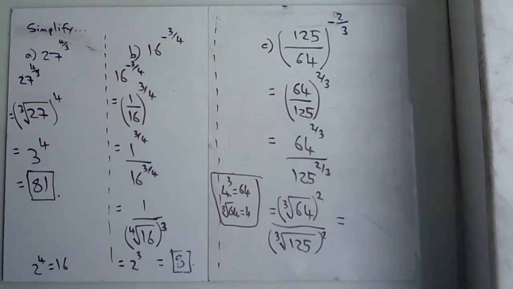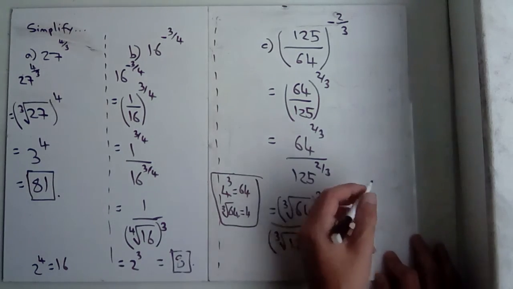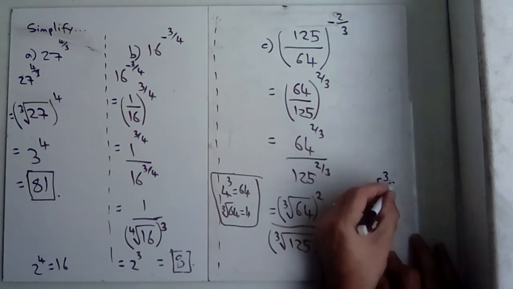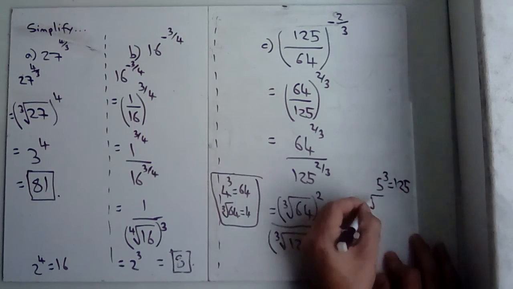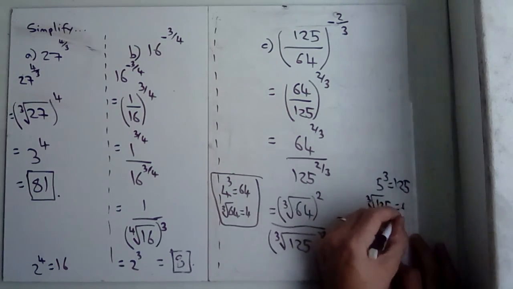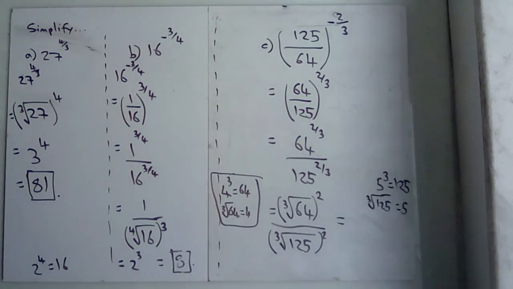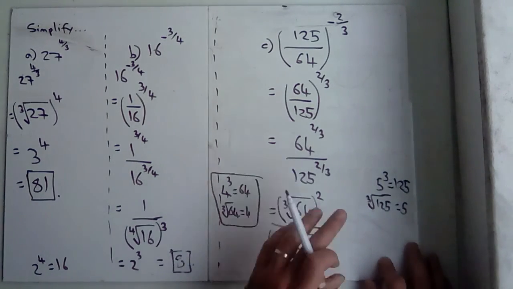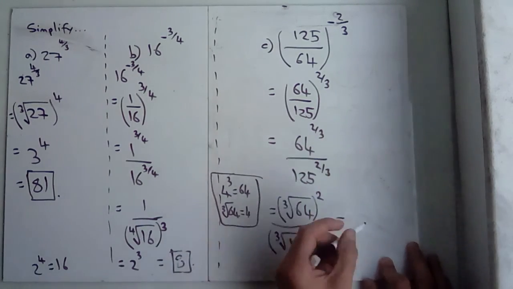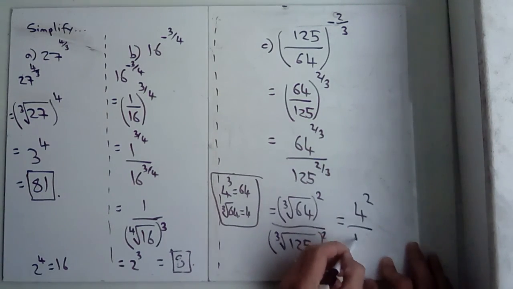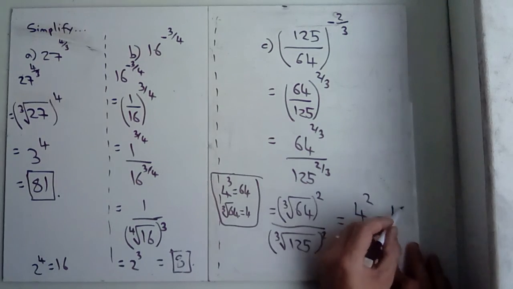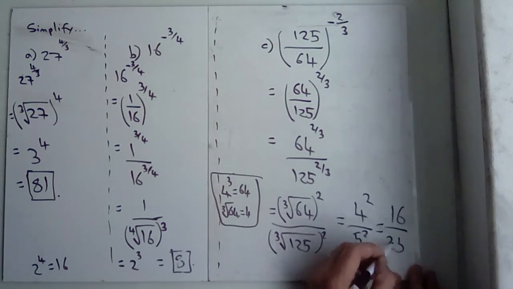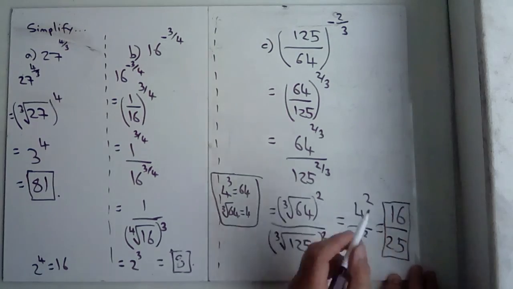Then if we take the next number, well, 5 times 5 times 5, and 5 5s are 25, times it by 5 again is 125. So 5 cubed is 125, which must mean that the cube root of 125 equals 5. So these numbers in here, this is now going to be 4 squared over 5 squared. 4 squared is 16 and 5 squared is 25. So that's finished.